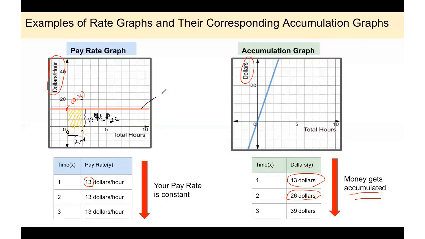Similarly, this shows up in your accumulation graph because after 2 hours, if you trace your graph, you're going to see that you hit $26. So it all connects. So this would be at $26.